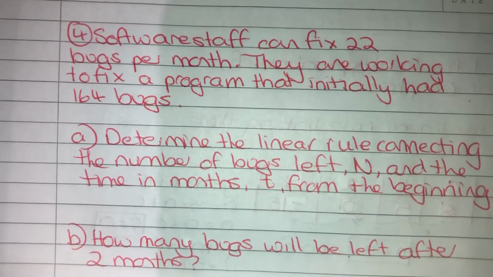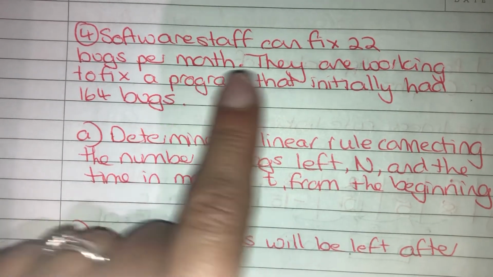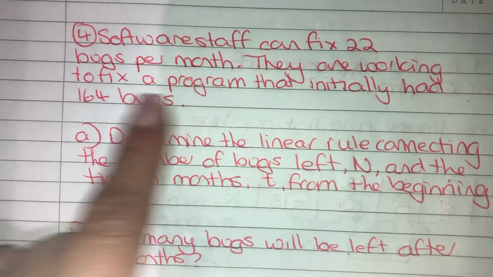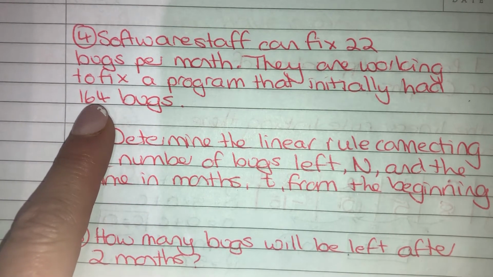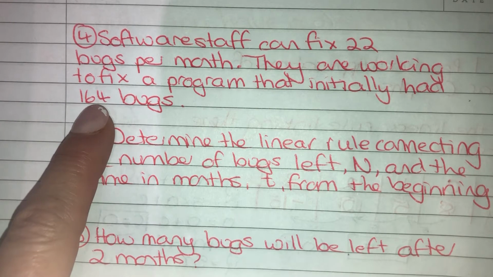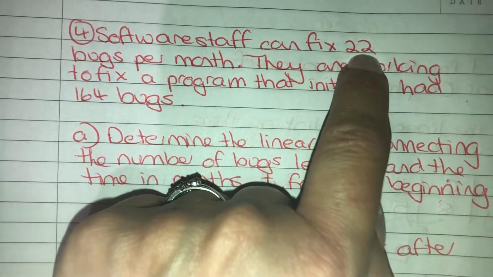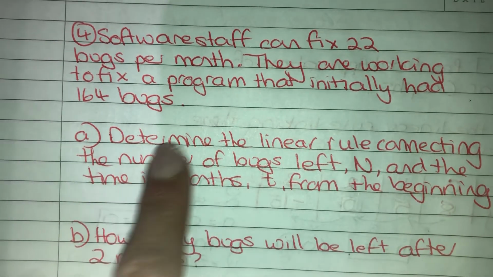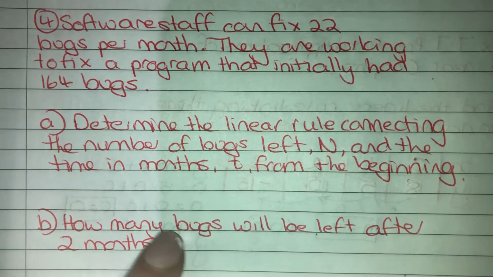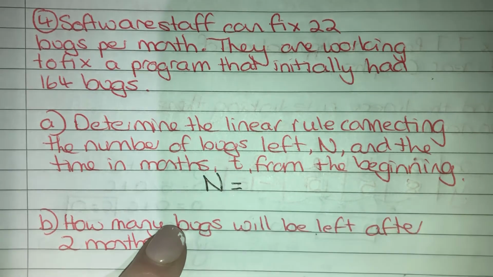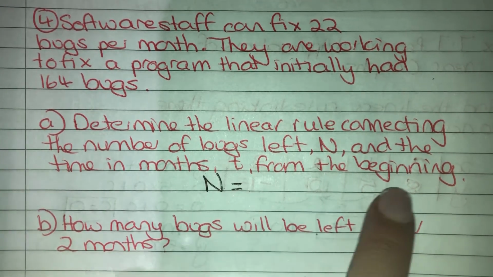Okay, next one. Software staff can fix 22 bugs per month. They are working to fix a program that initially had 164. So someone said to them, can you come and fix? There's something wrong with our program. We've got 164 bugs in it. And they go, okay, well, we usually get about 22 per month. Determine the linear rule connecting the number of bugs N that are left and the time in months T from the beginning.